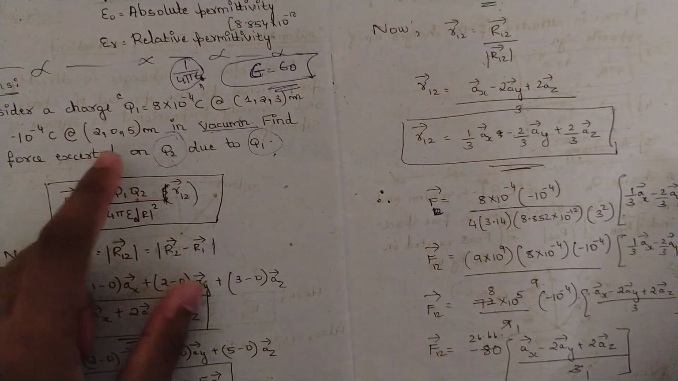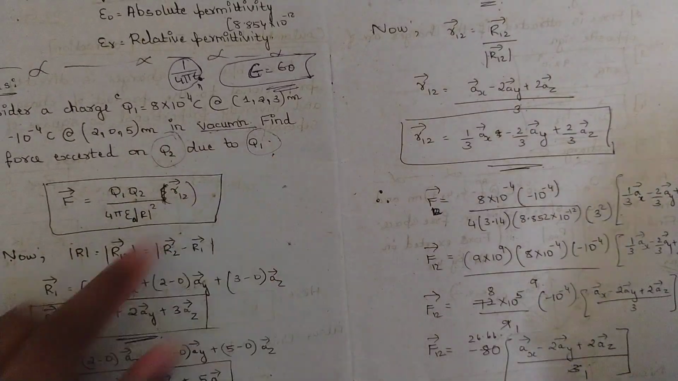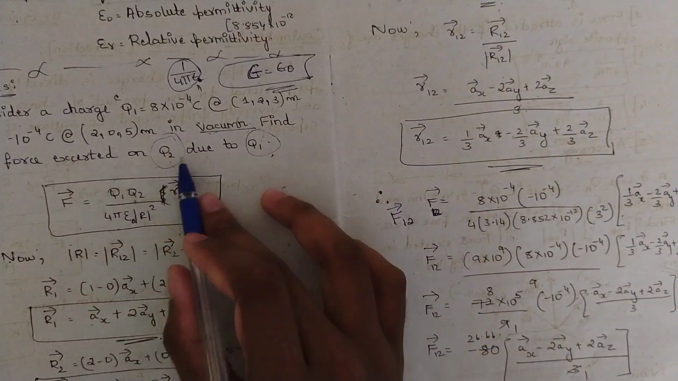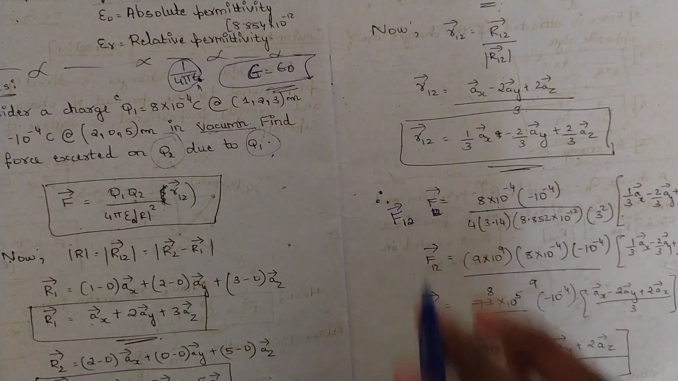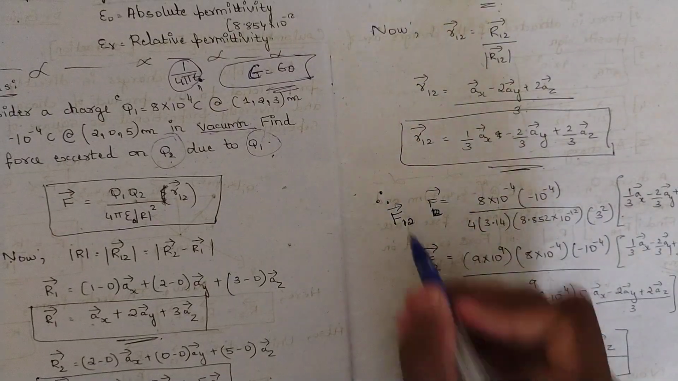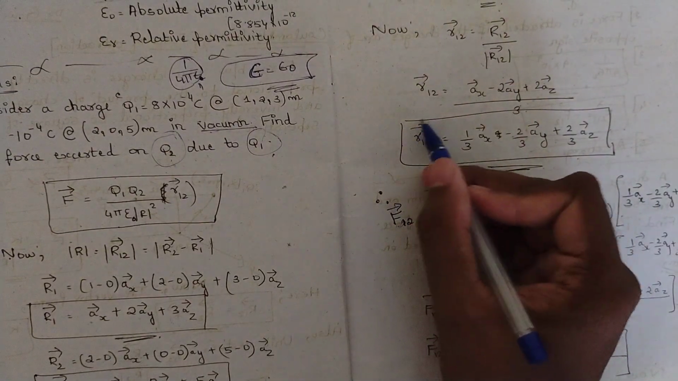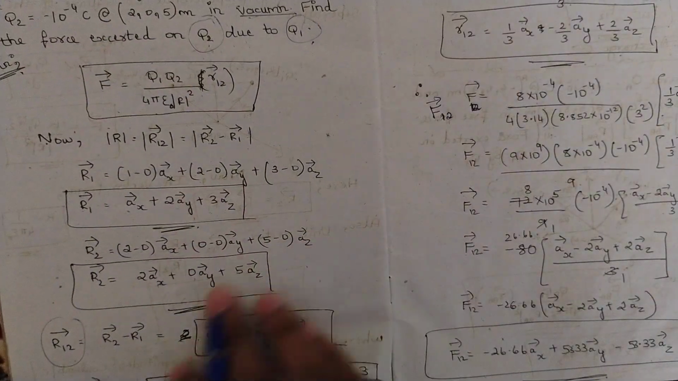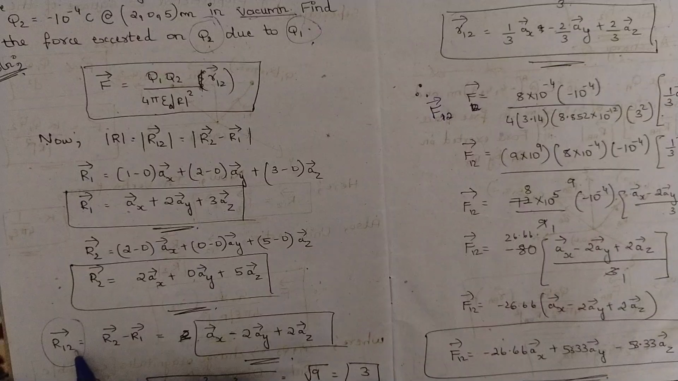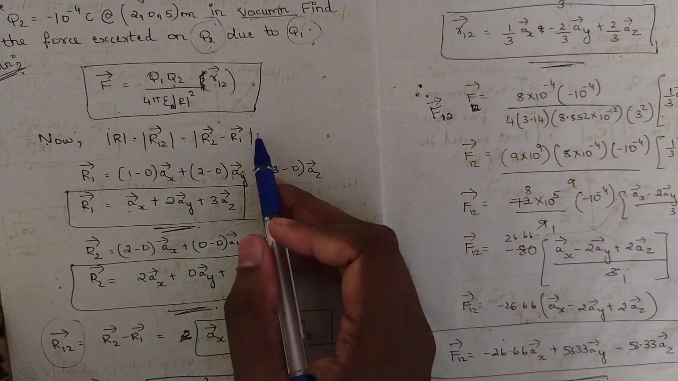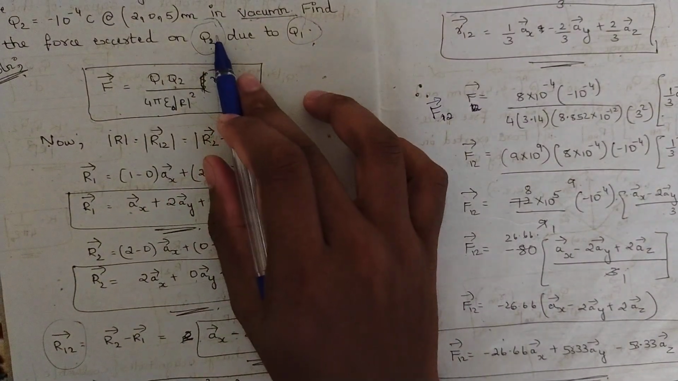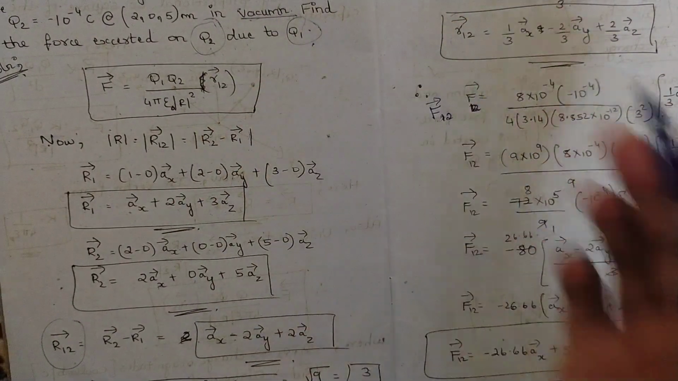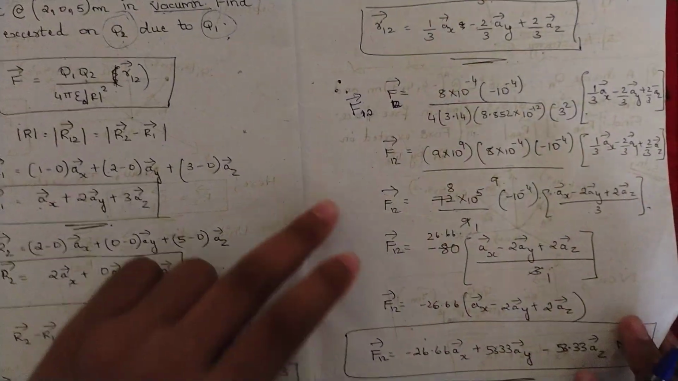If they mention force exerted on Q2 due to Q1, it's always the force given as F12. If they give in the question Q1 due to Q2, then it is always F21. If this becomes F21, this vector also becomes R21. Everything changes. So if this is R21, then you should be solving for R21, that is given by R1 minus R2. So keep it in mind. If it is the force on the second charge due to the first charge, this is the procedure. If it is the first charge due to the second charge, the procedure would be different. Those kinds of problems you are also going to see.